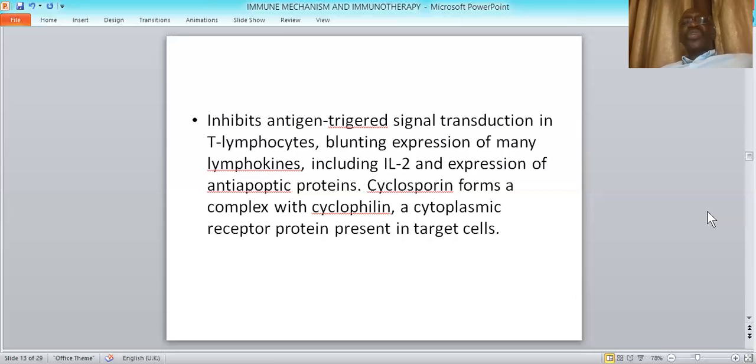Now, what cyclosporine will do is that cyclosporine will inhibit the signaling that gets to T lymphocytes from such antigens. The end result is that that part of the human body is not destroyed. And if it is a transplanted organ, for example, that transplanted organ will not be destroyed by T lymphocytes. And many lymphokine expressions will also be blunted by cyclosporine, including interleukin-2 and expression of anti-apoptotic proteins.